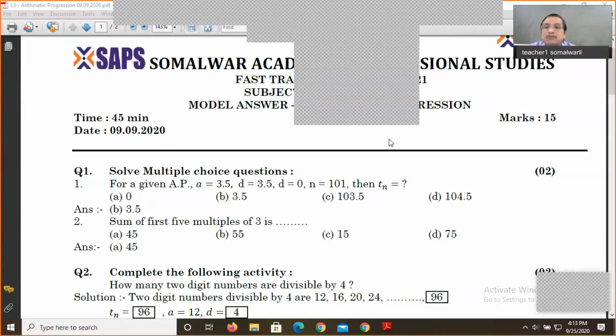I welcome you for the interaction of Maths 1, first unit test of FTC 2020 and 21. Here I am going to discuss the model answer only, only the model answer of your unit test. The topic is arithmetic progression.